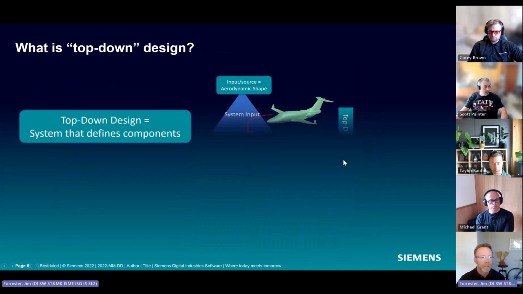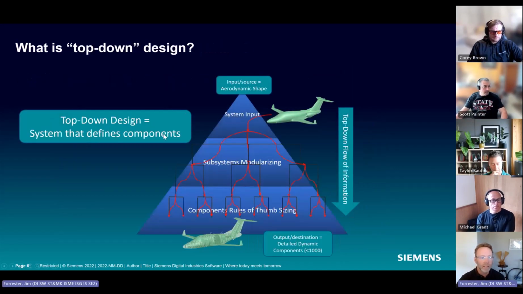Okay, what is top-down design? Top-down design is a system that defines components. And so I start off here with the primary geometry of an airplane, and that geometry going through this top-down structure defines the detail structural components below. And the flow of information is from the top down to the bottom.